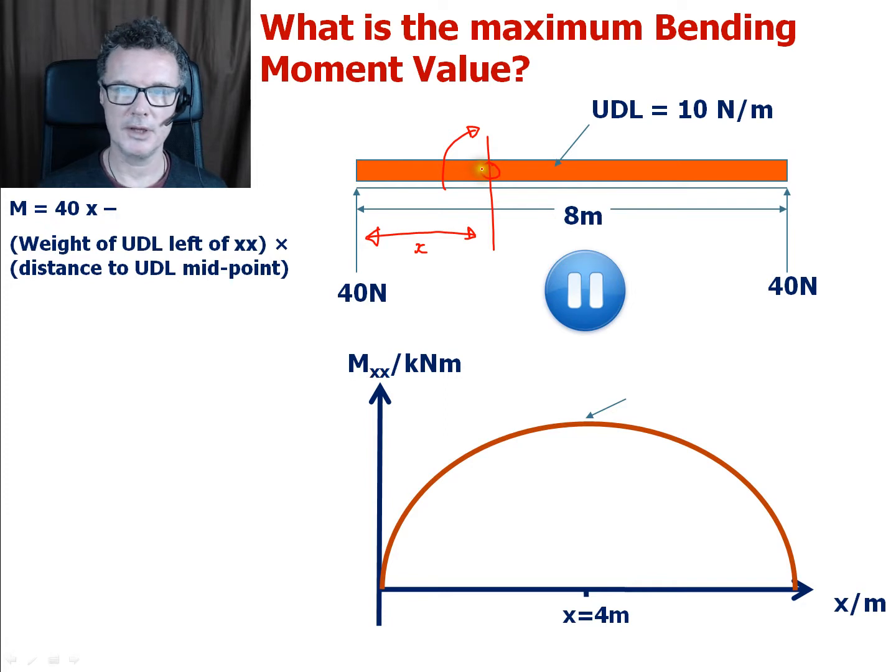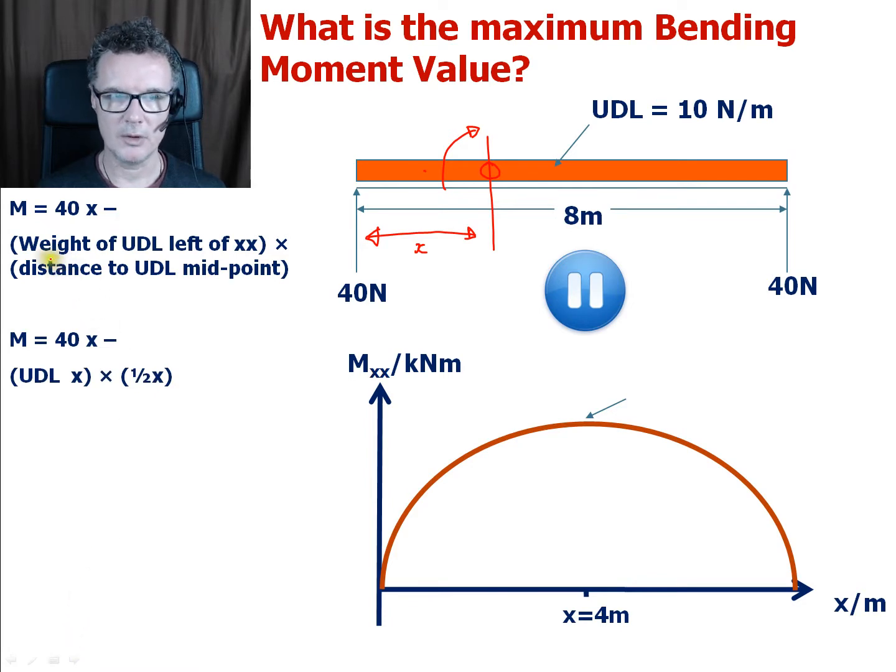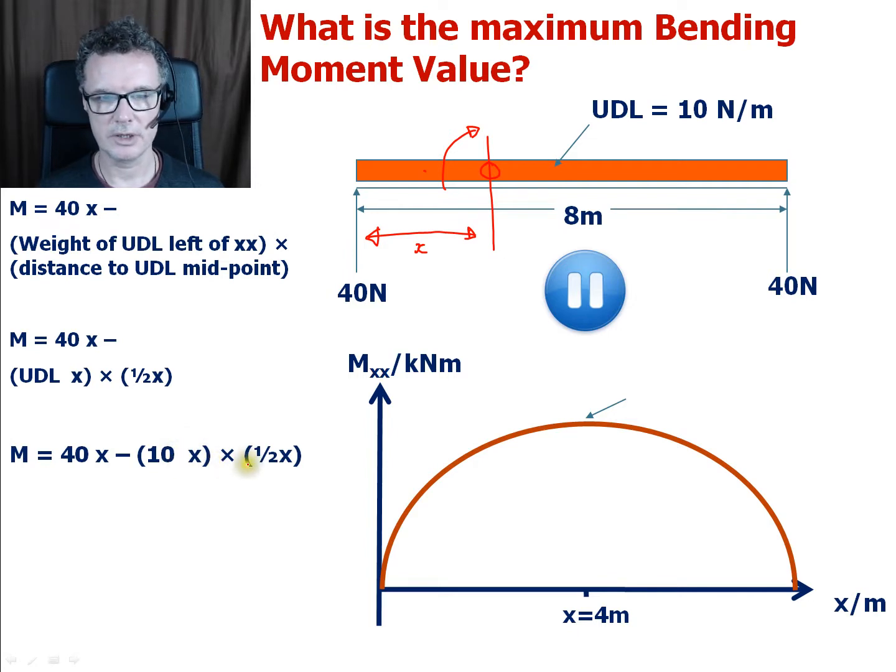Then we've got the partial section of the UDL left of us. So we want to find the weight of that UDL left of that line there, I'm calling it the XX line, and the distance to its midpoint, which will be there. So that can be written as 40x. We can say that the weight is going to be the UDL times x. To get from here to here will be half x. Let's tidy that up. So put in our numbers, we've got 40x, take away 10x times half x.